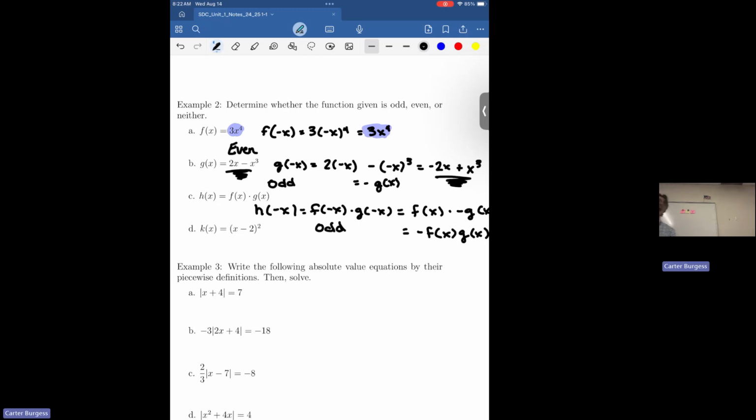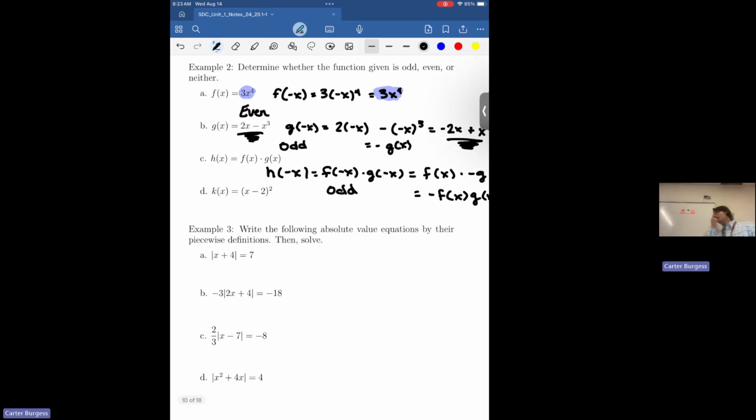So I can add or subtract even functions and always stay even. I can add or subtract odd functions and stay odd. That's kind of why we can do what we saw with b, where 2x is an odd function and x cubed is an odd function. If we combine them through addition or subtraction, we still have an odd function, which is nice.